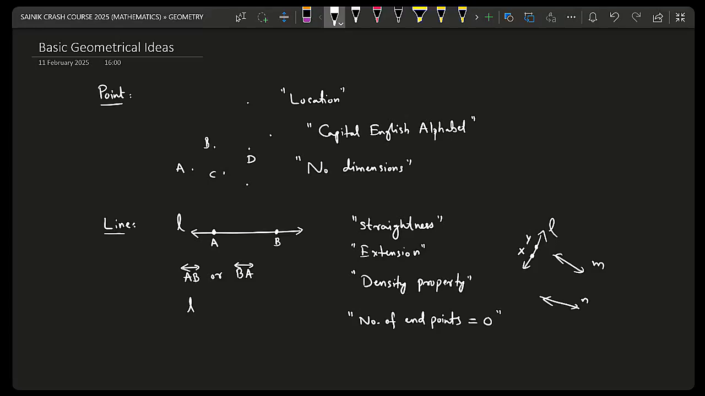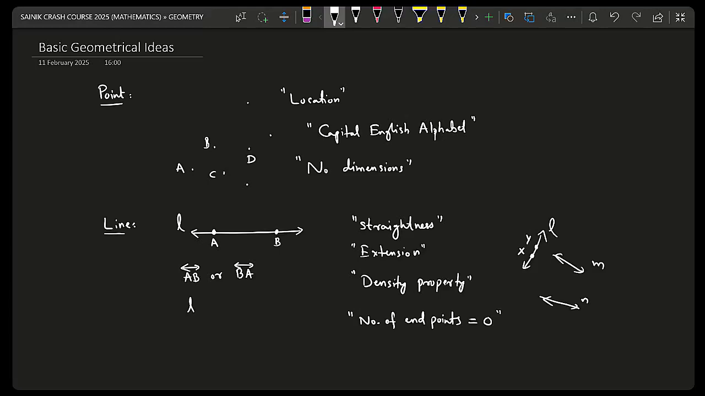Sir, you said a point has no length, no dimensions. Then how does a line have a dimension? A line has only one dimension, that is lengthwise. It does not have any breadth and height. Points are so densely packed that they create infinitely many points together, so the length of the line is infinite.